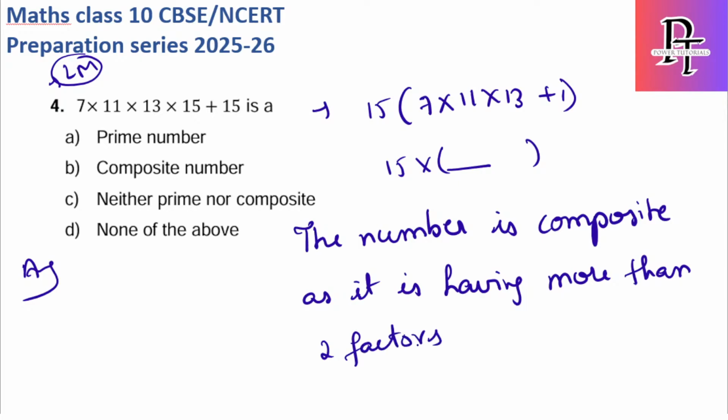Whenever any number has more than two factors, you can simply say it is a composite number, because 15 is a factor. I can also break 15 down into 3 into 5. So 3 is a factor, 5 is a factor, 15 is a factor, and the number that comes out also has more than two factors. Okay, let's move to the fifth one. So this answer is composite.